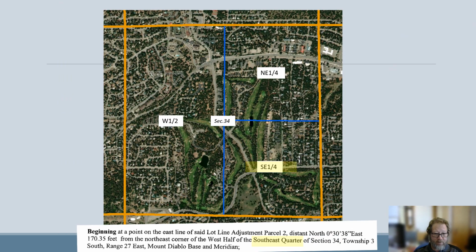But wait, there's more, because every section can further be subdivided into quarter sections, half sections, quarter sections, you name it. In this case, it's telling us that we need to start at the northeast corner of the west half of the southeast quarter. So the first part we're going to look at is the southeast quarter there. So when it says we need the southeast quarter of section 34, that's the southeast quarter of section 34, highlighted in yellow on the image.